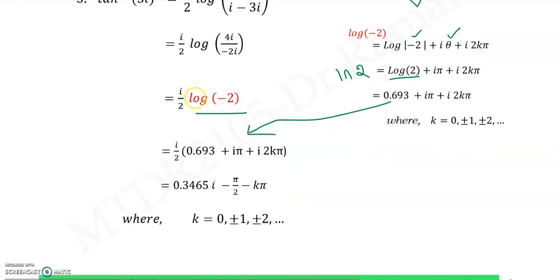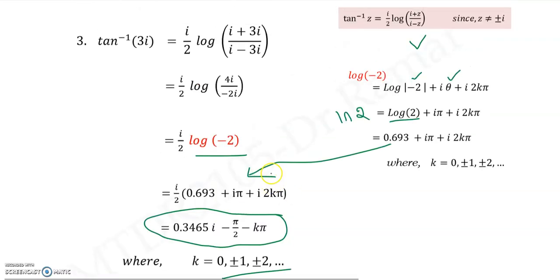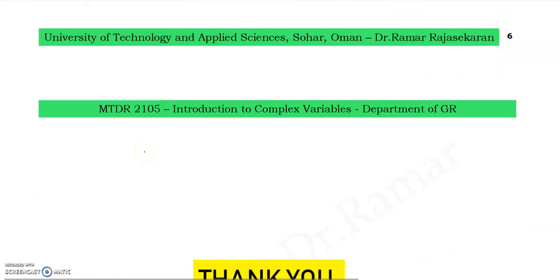So now what you will do? Multiply this I over 2 inside this bracket, so that you get 0.3465 I for the first. For the second one, I into I squared is minus, so minus pi over 2. Similarly here the 2 cancels, so I into I squared is minus, so minus k pi. K is any integer. Now this is the value of tan inverse of 3i. If you change the value of k, you will get the different values of this tan inverse of 3i. That's it. Thank you.